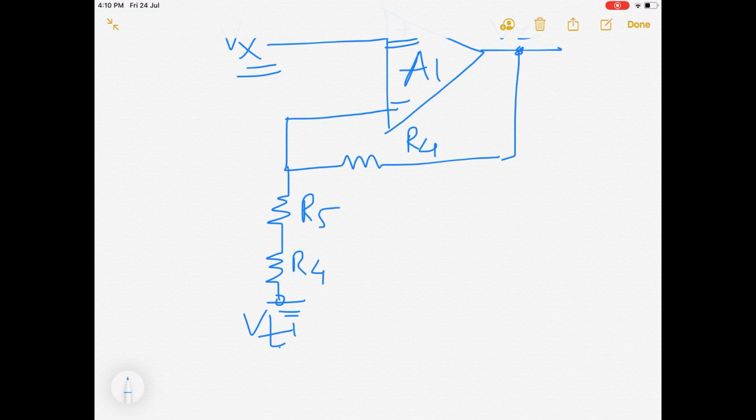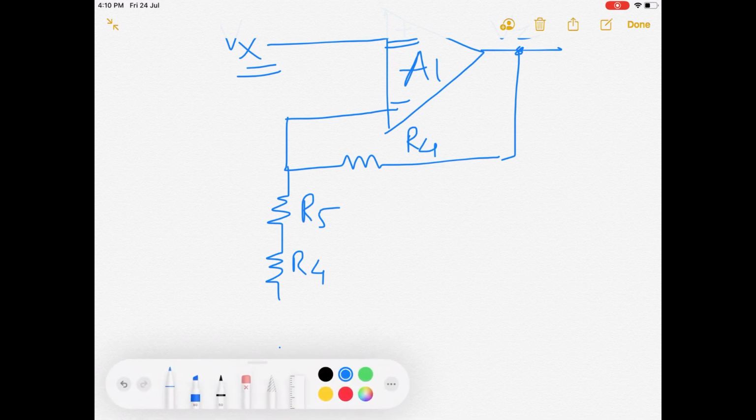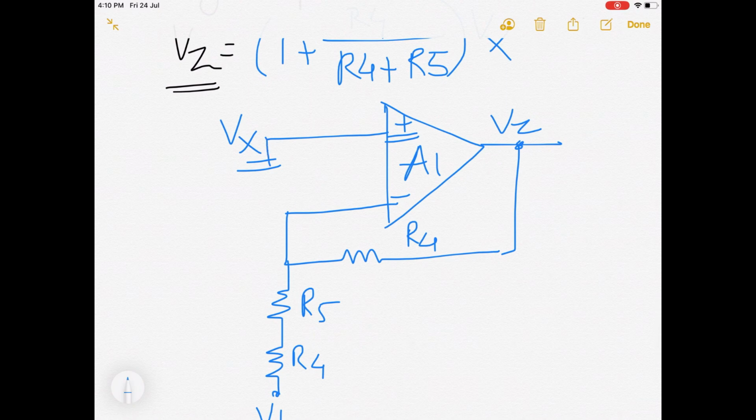Now by superposition theorem we have to change this: Vx should be grounded and Vt will be applied. So again I am changing this, here I am applying Vt and here I am making it a ground.